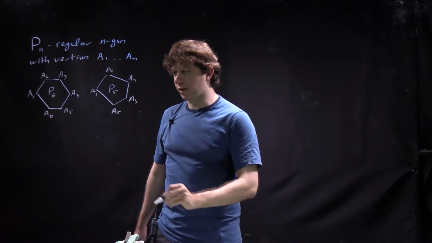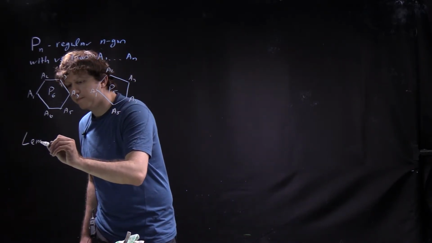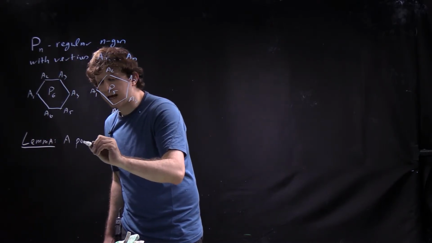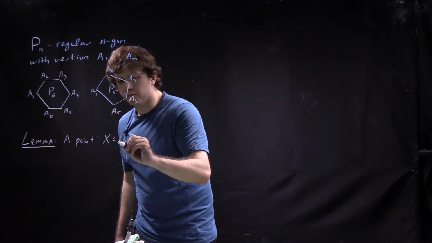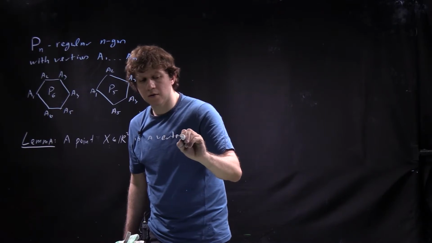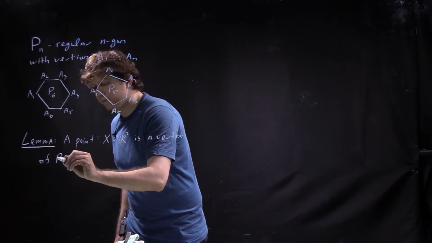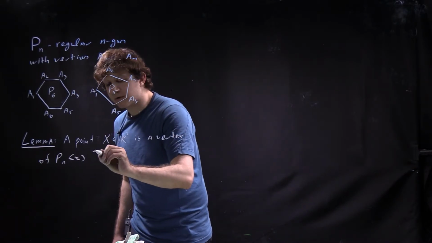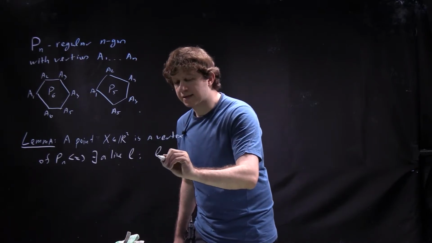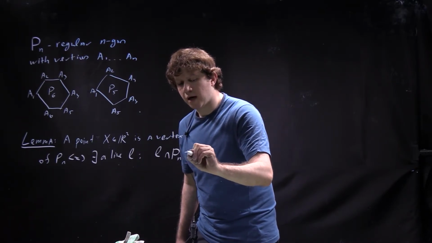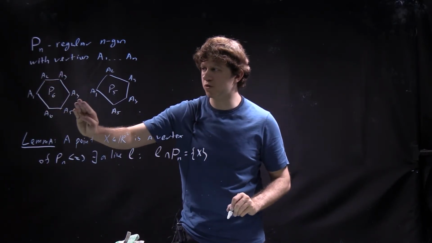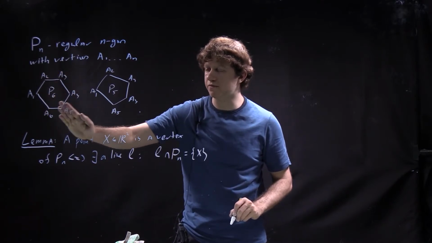So first little observation, maybe a lemma, is that a point X in R2 is a vertex of Pn if and only if there exists a line L such that if I intersect L with Pn, I will get X. By Pn, by the way, I mean the whole closed figure, where I take all points inside, and vertices and sides and so on.